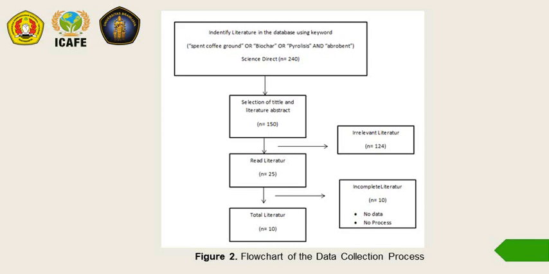150. Next, elimination of irrelevant literature, with the amount of literature 124. Next, with the amount of literature 25. Next, elimination of incomplete literature, no data and no process, with the amount of literature 15. Next, the total literature used is 10.